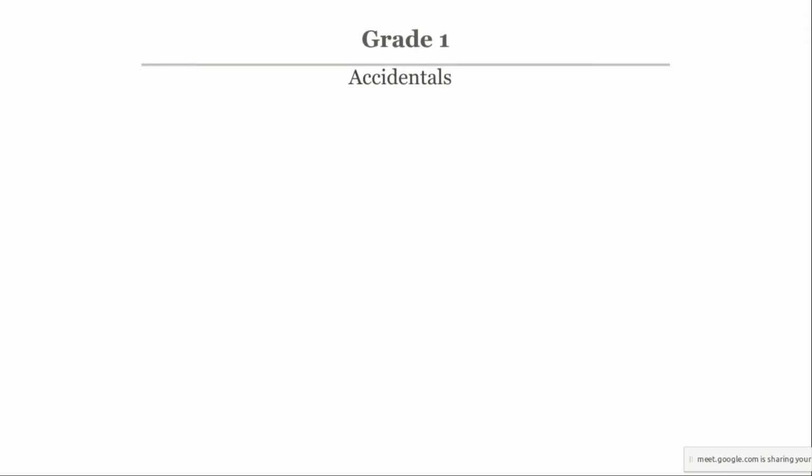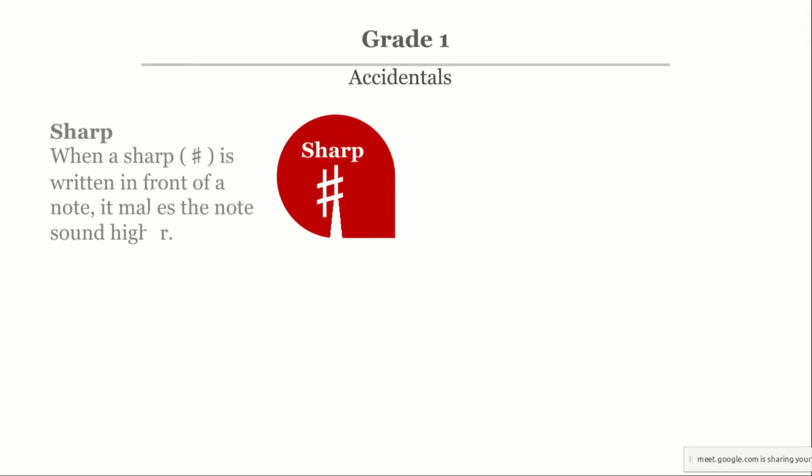So what are accidentals? Accidentals are signs or symbols that are used in music to show that a note is going to be affected in one way or another. So we have an accidental that's called a sharp. A sharp looks like this, the one you're seeing in a red balloon. A sharp looks like a hash. When a sharp is written in front of a note, it makes the note sound high. So you sharpen the note.